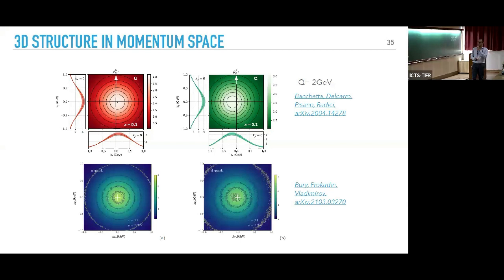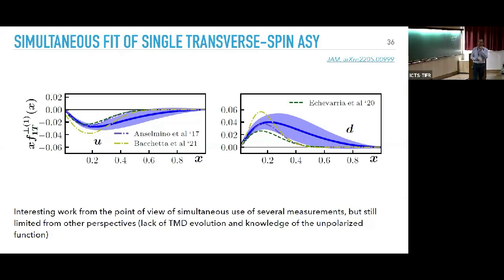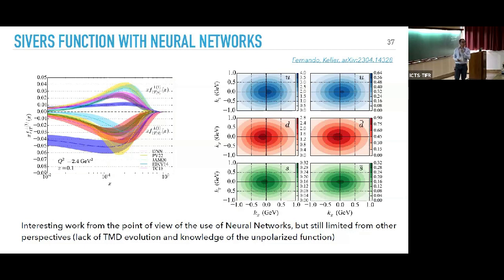With these, you can also do these nice pictures of the distribution of quarks, including their distortion if you have a polarization. A few recent works in this direction: this one by the JAM collaboration is an interesting approach because it puts together many observables and tries to do a global fit of several TMDs together. I consider this very nice in this respect, but in other respects, it is not at the same level of sophistication as the pure Sivers extraction. For instance, it lacks information about the TMD evolution and it lacks information about the unpolarized TMDs. Similarly, this work was done using a neural network approach in extracting the Sivers function. Again, this is interesting because it's an example of the application of neural networks to the TMD case, but it has some evident shortcomings compared to other extractions.